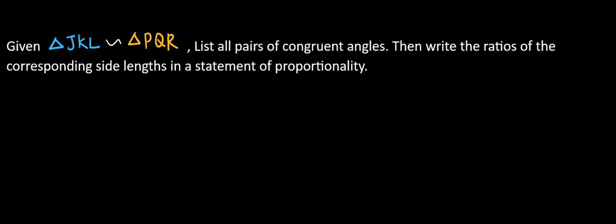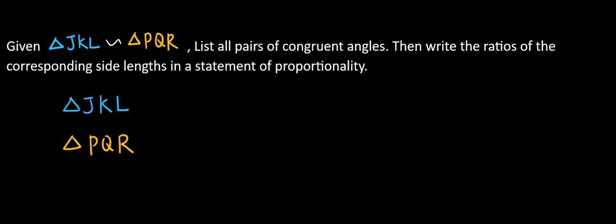Welcome back. In the previous lesson, you learned how to write a statement of proportionality when we're given diagrams. This time, we're given words. And what we're going to do is copy down the first triangle name. If you prefer a horizontal method, you can copy down like this, just like what you see in the problem itself. I'm going to copy them down vertically, and I'm going to do this.